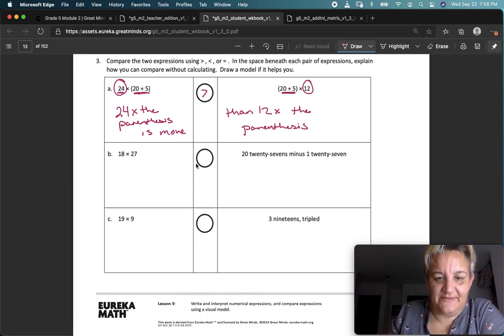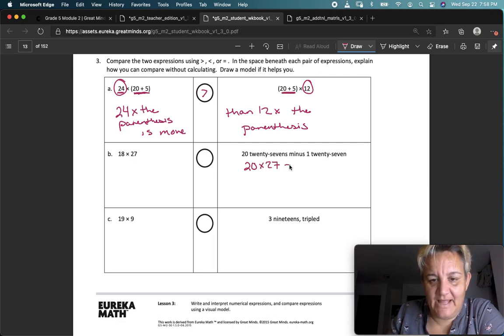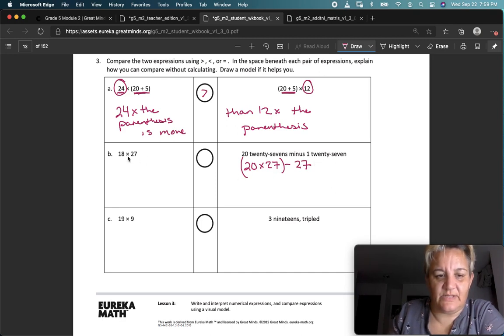18 times 27 and 20 27s minus 1 27, all right? So here we've got 18 27s, and here I have 20 27s, but I'm subtracting 1, so I really only have 19 27s. But that 19 right here is still bigger than the 18, so this one is bigger, okay?